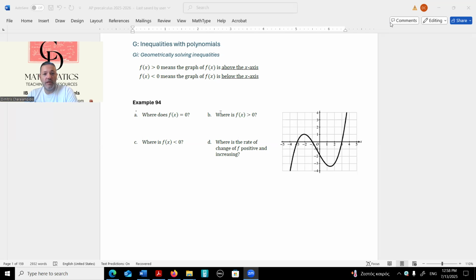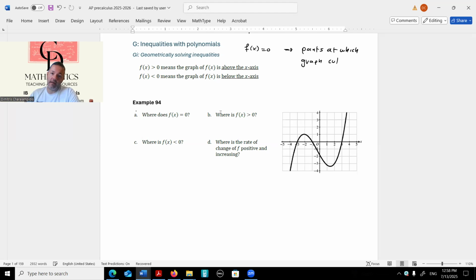Remember two key things. When we refer to f of x, we have seen that in the root. We have seen the geometrical interpretation of a root. When we have f of x equals 0, this geometrically means the points at which the graph cuts the x-axis, the horizontal axis. So f of x is 0 means the graph intersecting the x-axis.